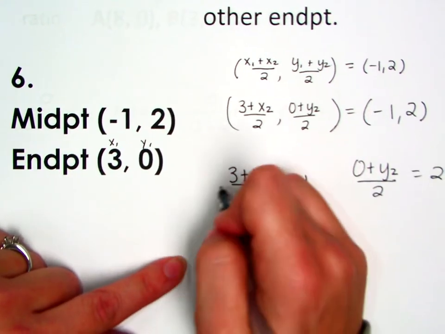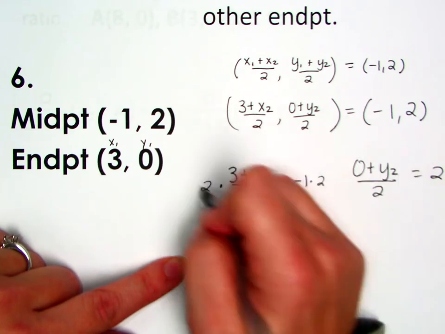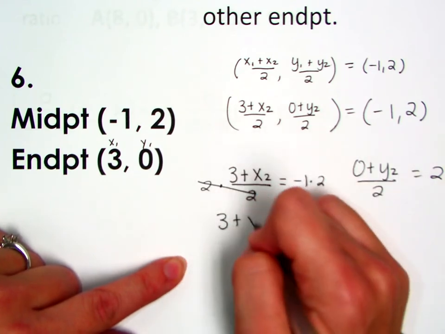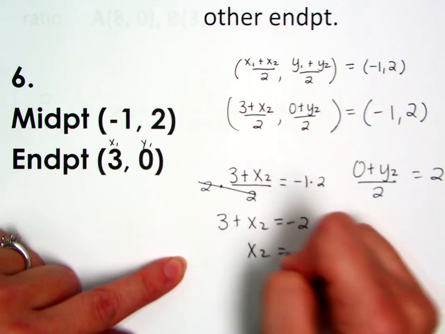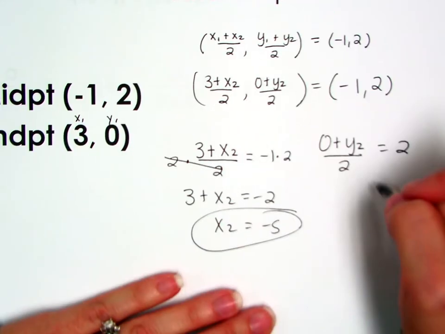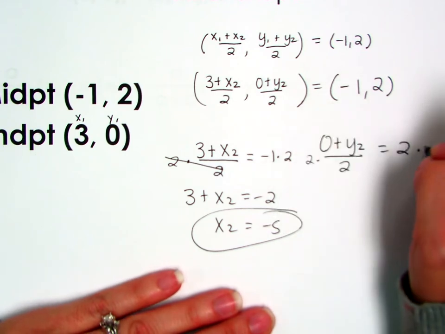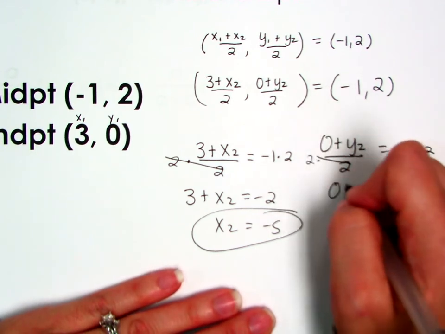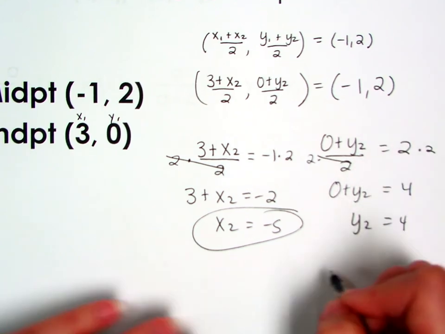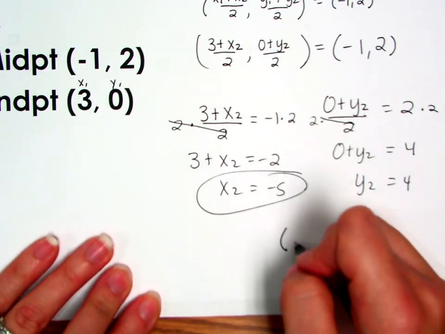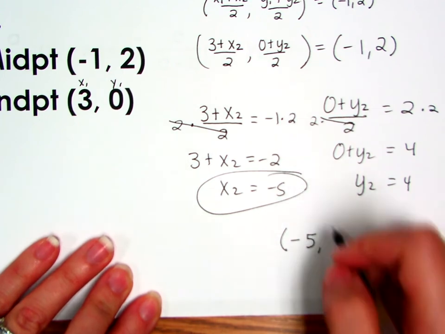To solve this, you're going to multiply both sides by 2. That will cancel. And you're going to get 3 plus x2 is equal to -2. Subtract 3 from both sides, and x2 is equal to -5. On this one, again, you'll multiply both sides by 2. These cancel. And you're going to get 0 plus y2 is equal to 4. So y2 is equal to 4. So now you write your final answer as an ordered pair, (-5, 4).